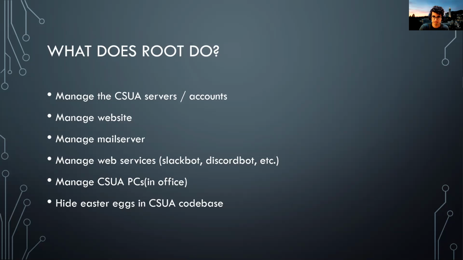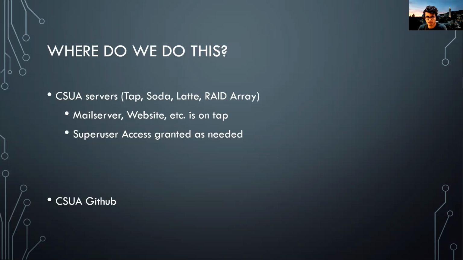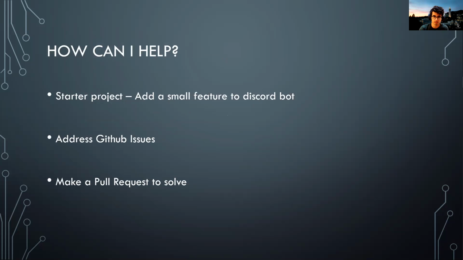So next question is, where do we do this? And the answer is that there are two main places. There are the CSUA servers like Tap, Soda, Latte, and our RAID array, and basically almost everything is hosted on there. And we keep the code on the CSUA GitHub, which I'll go over in a second.